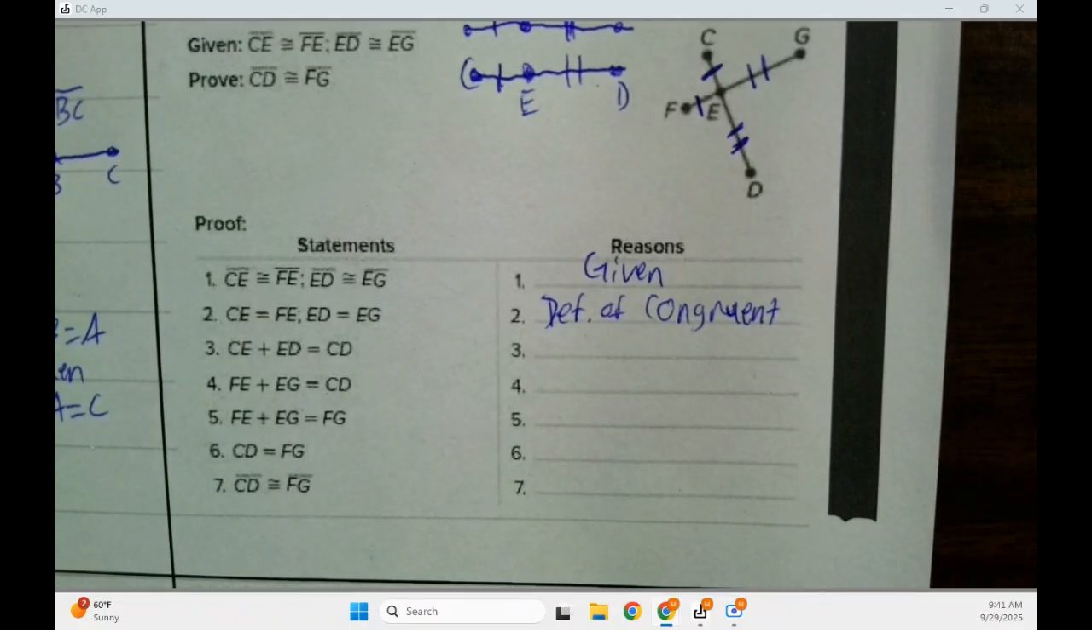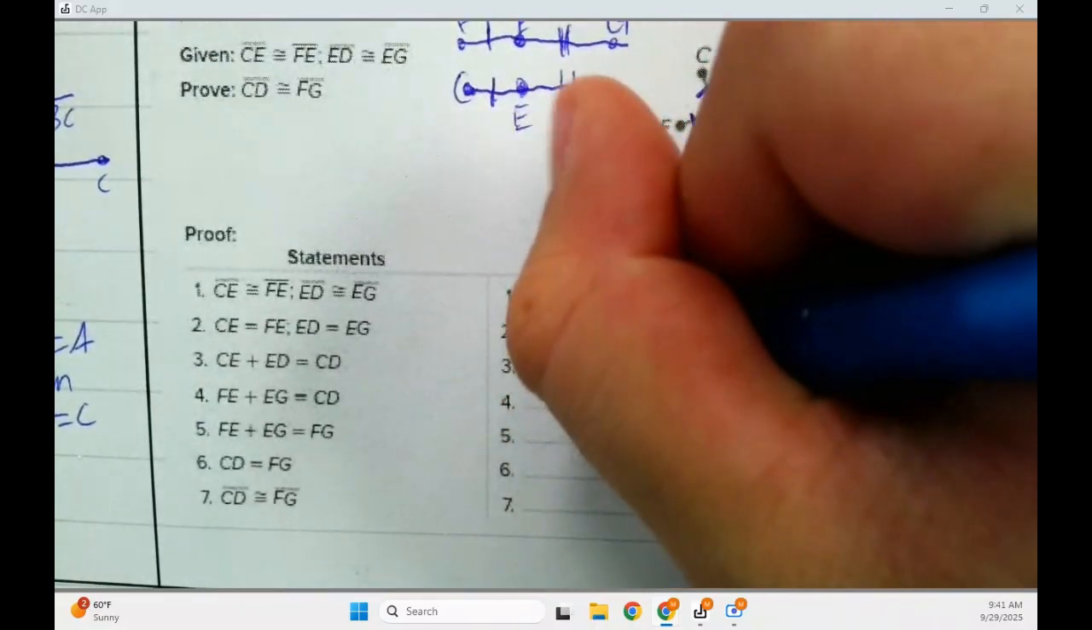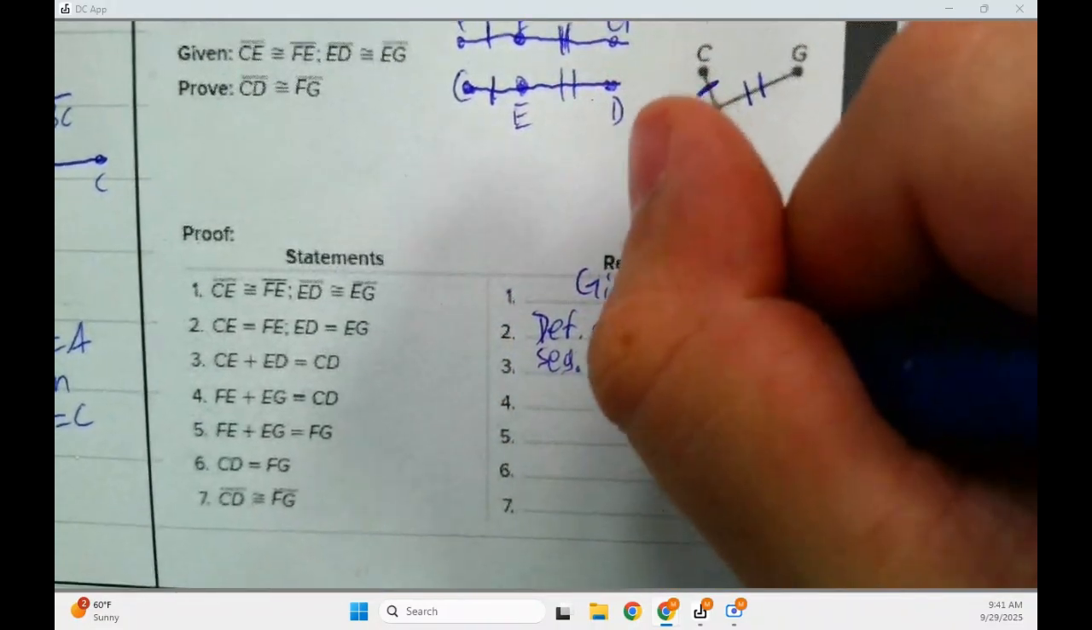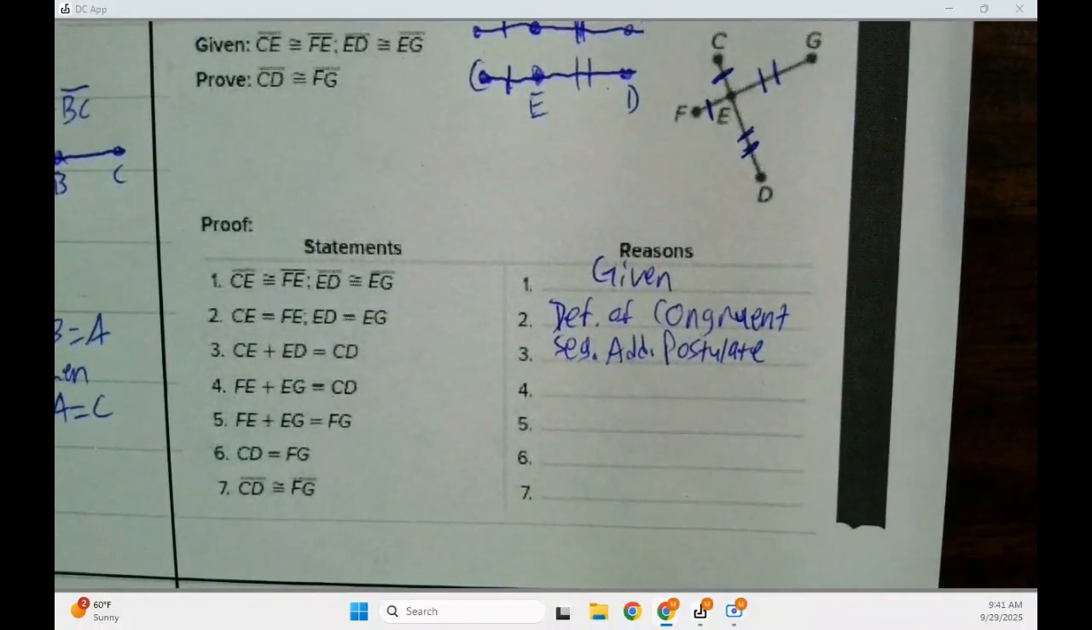Number 3, C to E plus E to D gives me C to D. What just happened there? The segment addition postulate or property, right? So seg addition postulate, right? Because I took each of the little parts and added it to get the whole thing.